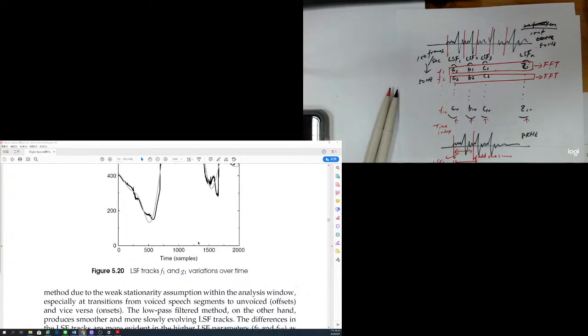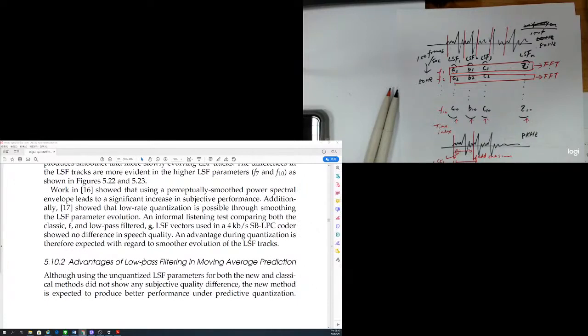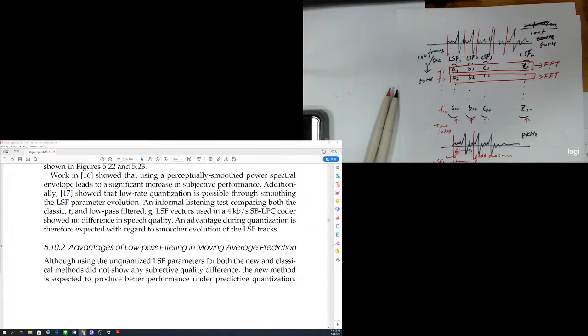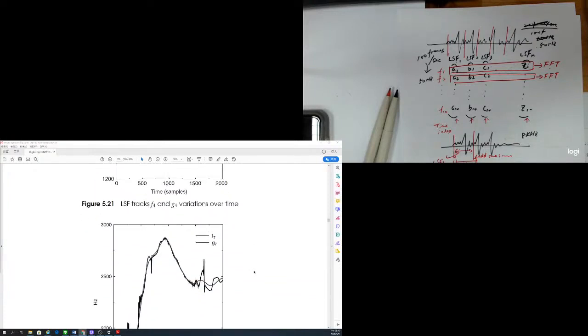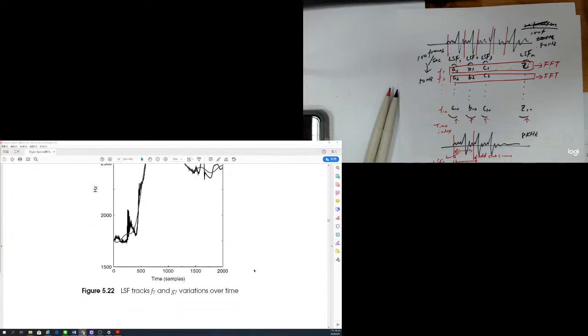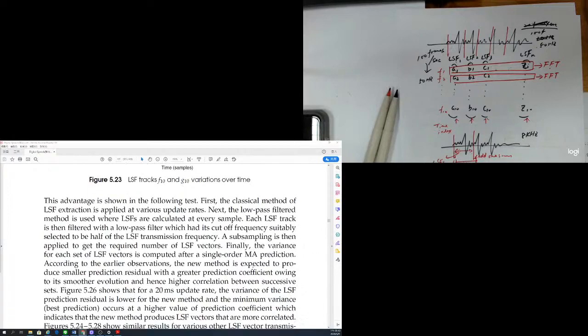So if we consider the first coefficient, F is the original first coefficient in the frequency domain. If we use a low-pass filter, then you can see that during your quantization you can get better performance. So, a low-pass filter with the moving average quantization. If we use a low-pass filter, sometimes it can make your coding efficiency better.